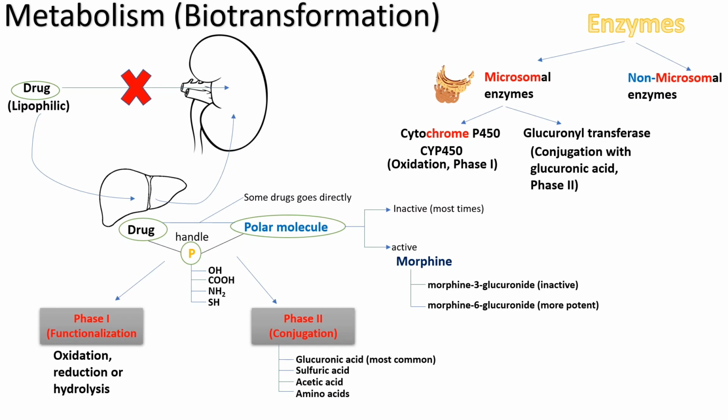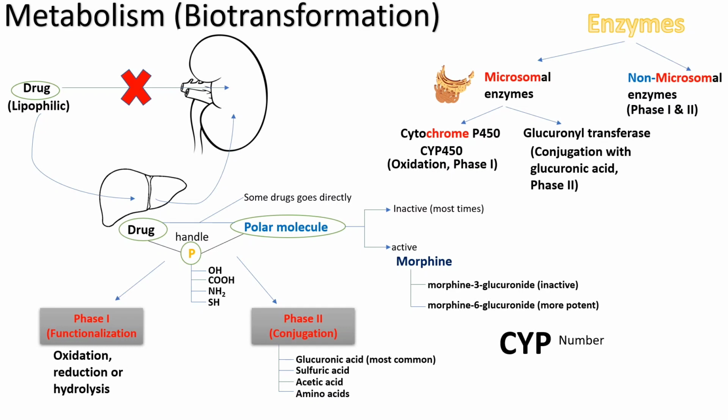So the microsomal enzymes are the cytochrome P450 family of enzymes, which is responsible for oxidation, a phase 1 reaction, and the glucuronyl transferase enzyme, which is responsible for conjugation with glucuronic acid in phase 2.